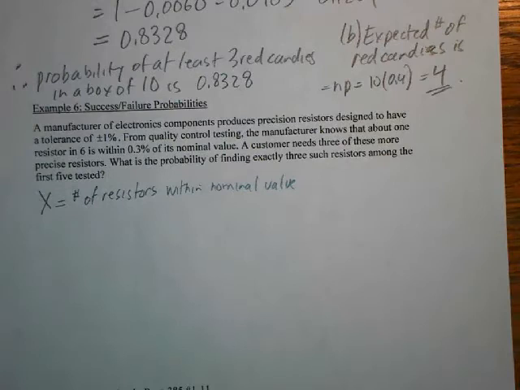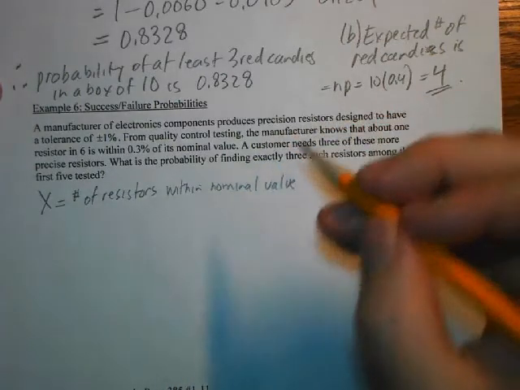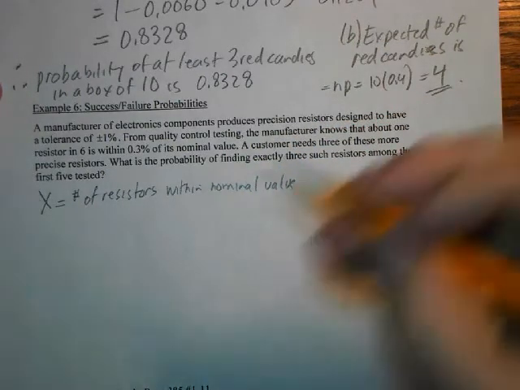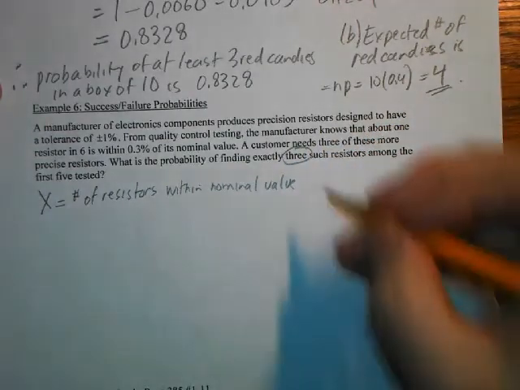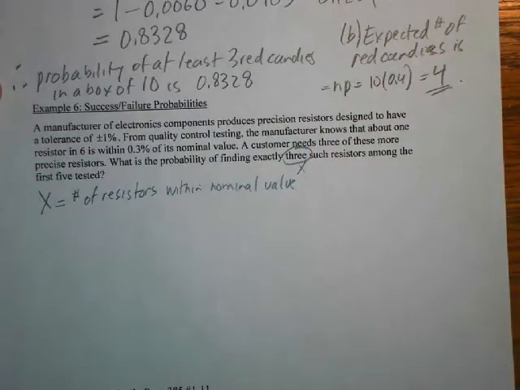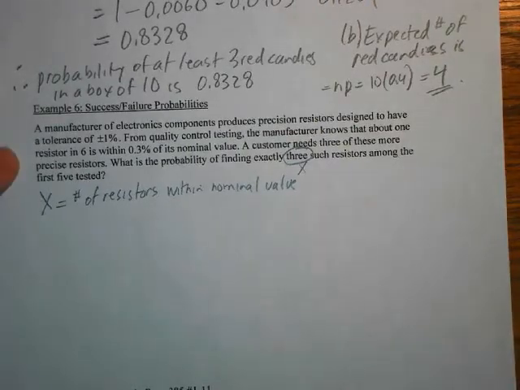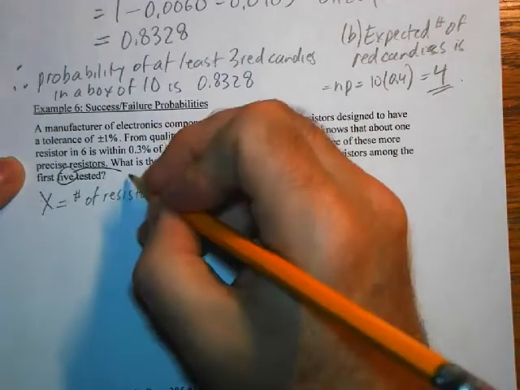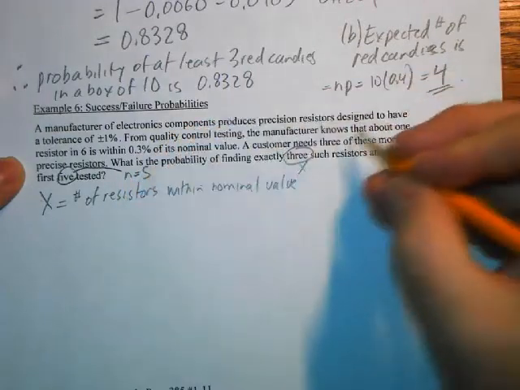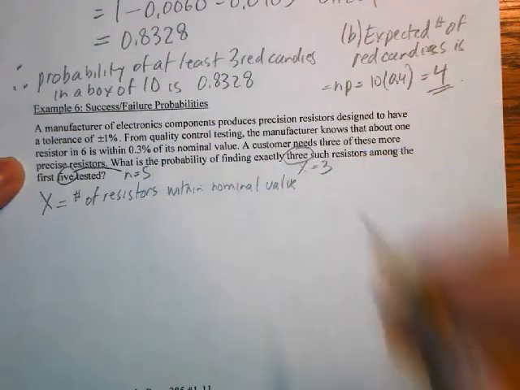Now let's look at some of the numbers here. We want to find 3 of them, so that's basically the value of x that we want. And out of the first 5 tested, that's going to be our number of trials, so that's our n value. So x equals 3, n equals 5.